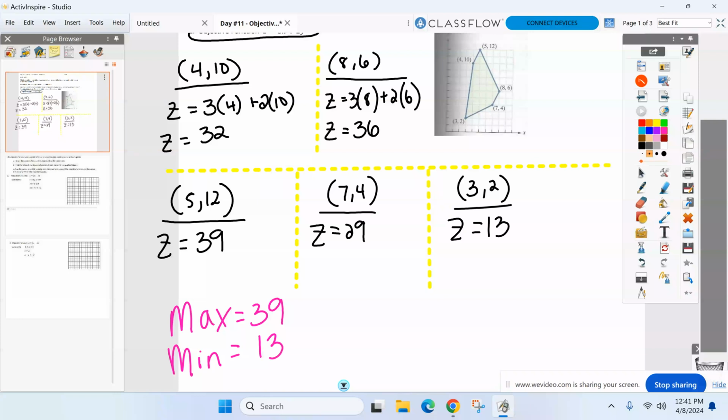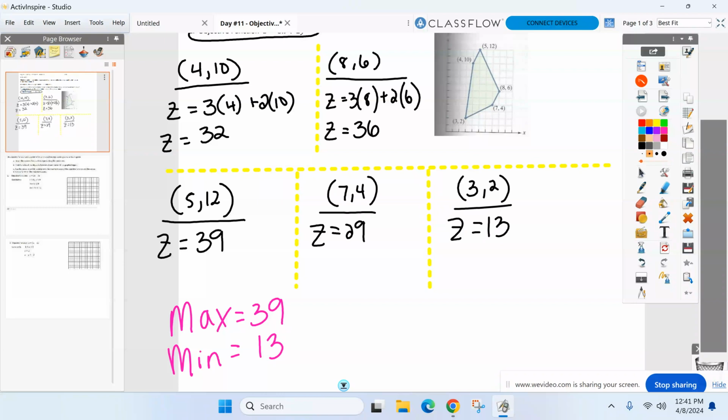We're actually going to put real, quote unquote, real life examples to this on Wednesday when we would use this. All right, but 39 and 13. Any questions? All right, so here's your big job for today.